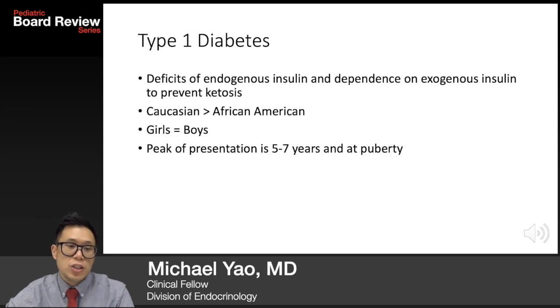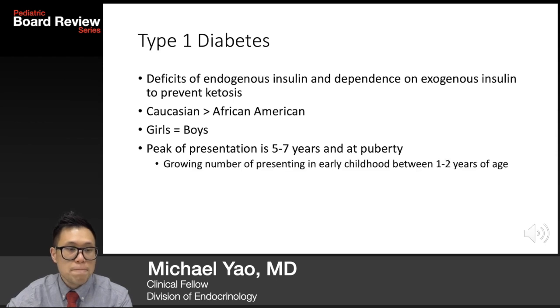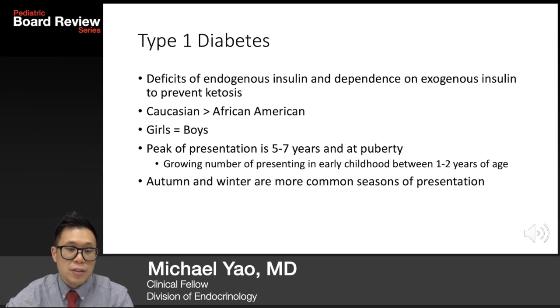And the peak presentation of a new onset type 1 diabetes patient is between 5 to 7 years old, and then another peak presentation is at puberty. But one thing to know is that there is a growing number of new onset type 1 diabetes being diagnosed in early childhood in children as young as 1 to 2 years of age. And the most common presentation as far as seasons is during the autumn and winter.